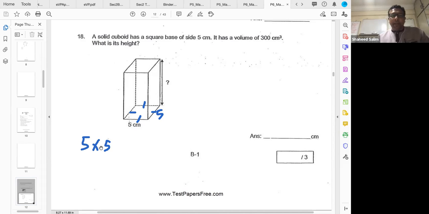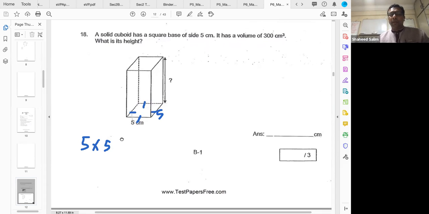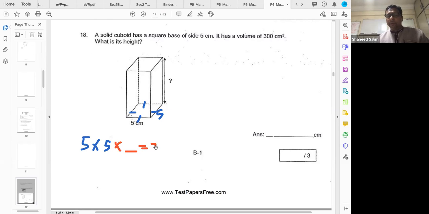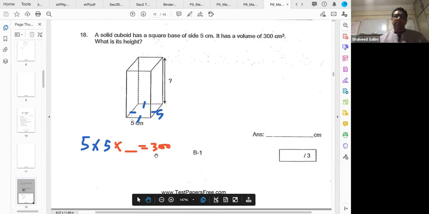So now down here, length times breadth times height equals 300. So you want to find what this is. Take 300 divided by 5 times 5. You can do it this way. Divide by 5. See, Akil, how to divide by 5 down here? 30 divided by 5, you get 6, becomes 60. 60 divided by 5 gets 12. So the answer is 12 cm.